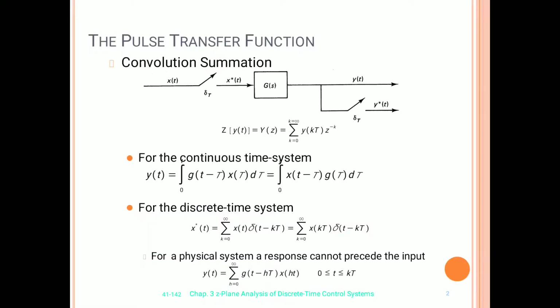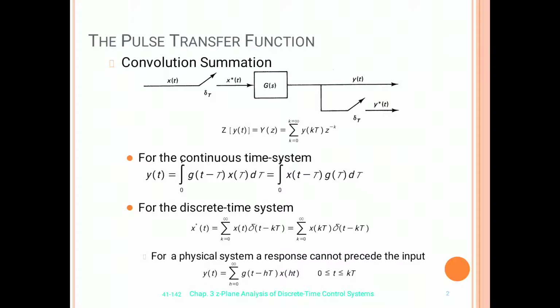In the digital control system, we are obtaining the pulse transfer function. In the normal control system, we find the transfer function, which is a ratio of the Laplace transform of output to input. Here we are finding the pulse transfer function. The pulse transfer function is normally a ratio of the Z transform of output to the Z transform of input. There is a mathematical operation called convolution, and summations are involved.